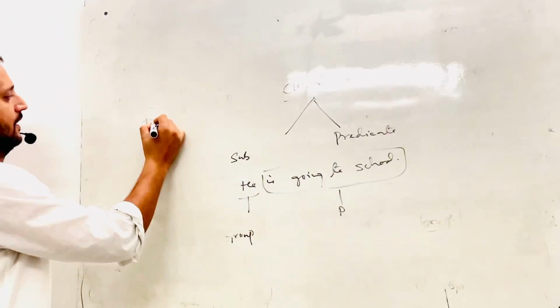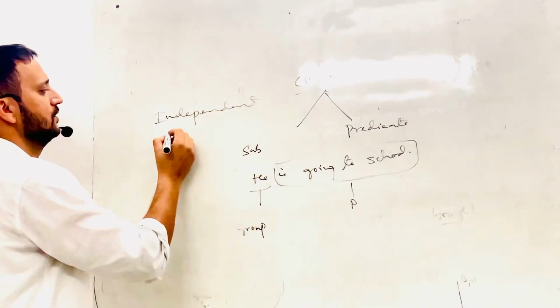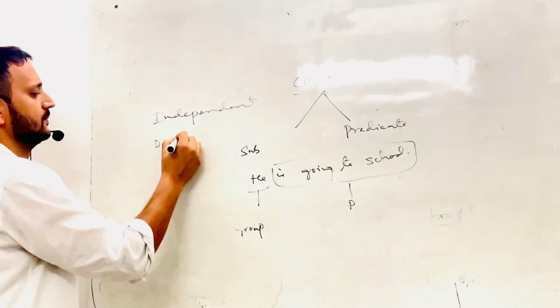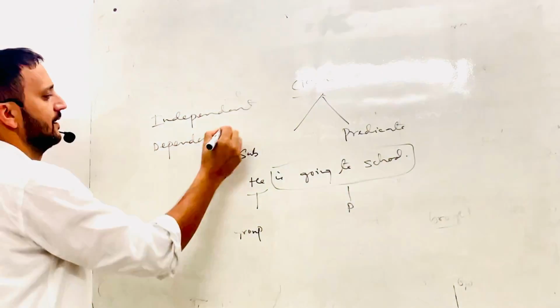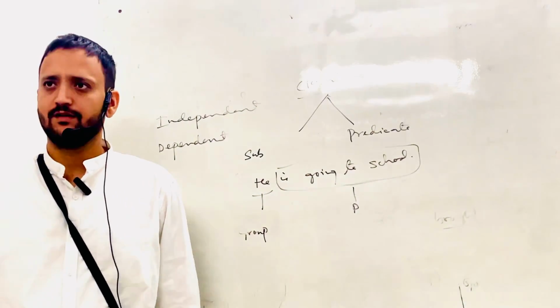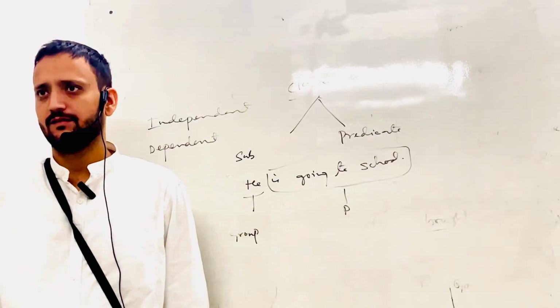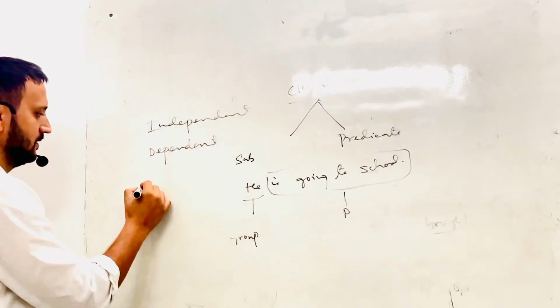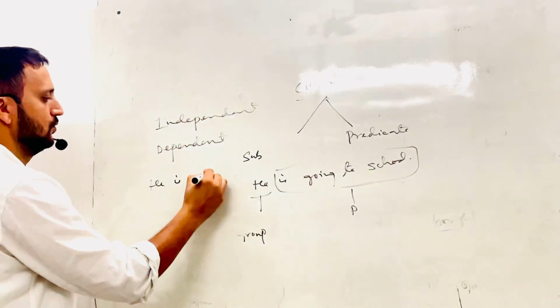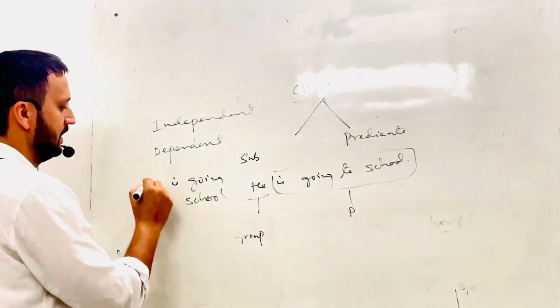I'll cut it short. Independent clause and dependent clause. Independent clause can stand on its own. It does not require any assistance from other sentences. For example, he is going to school. Yes, he is going to school.